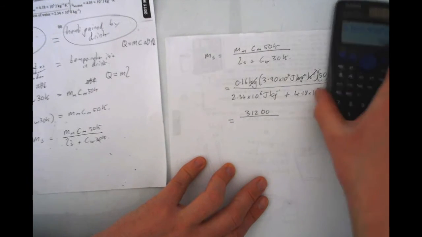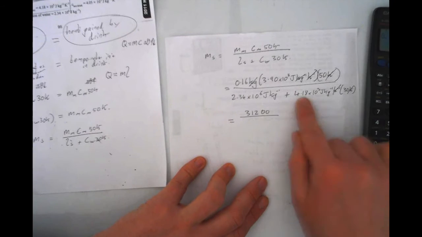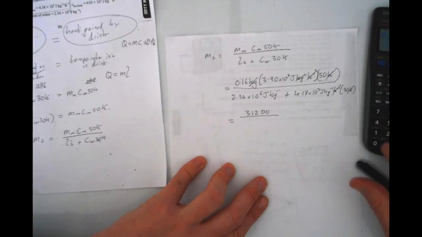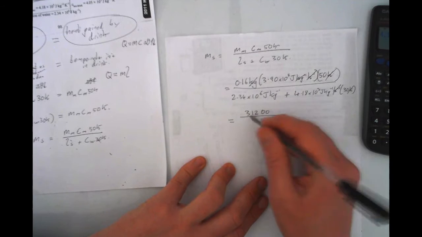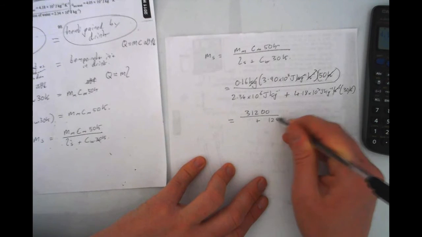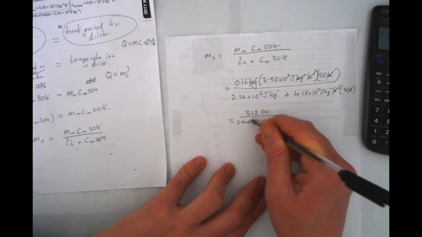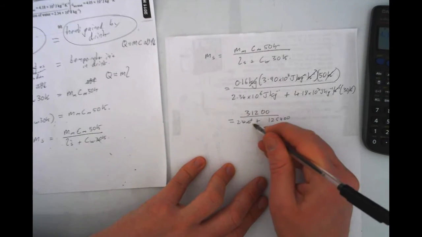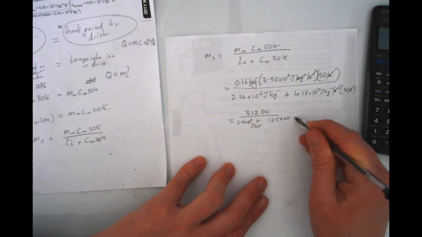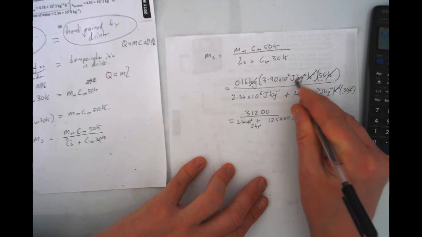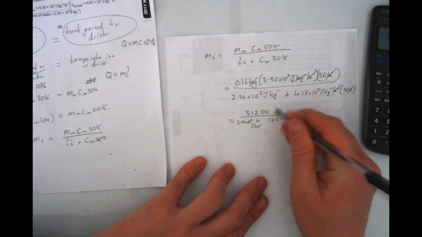And let's deal with the bottom half. So let's multiply these out first. We have 4.18 by 10 to the 3 times 30, which is 125400. And we have that 2.34 by 10 to the 6 is still the same. Both units here are joules per kilogram. Oh, I beg your pardon. It's not unitless up the top. Look, I've got that joules left there.